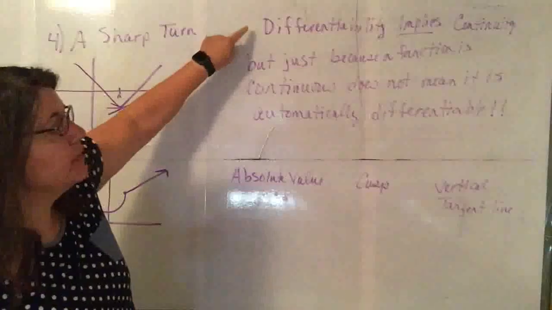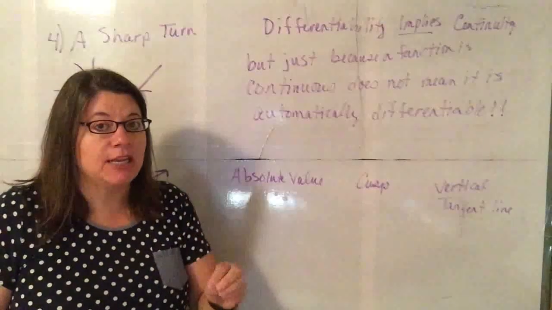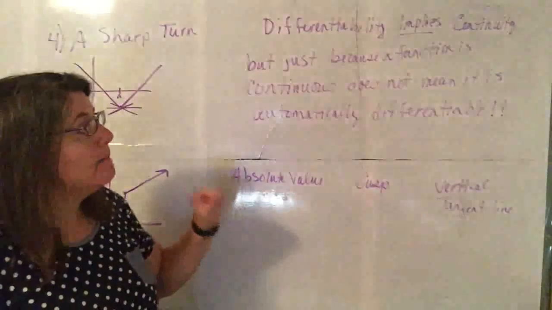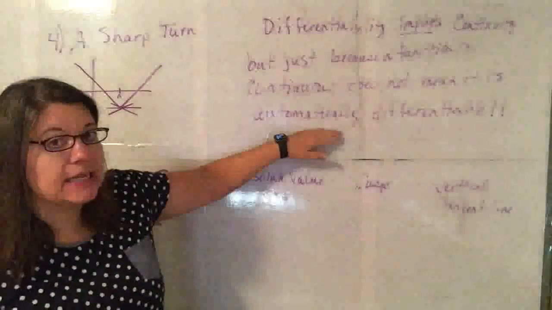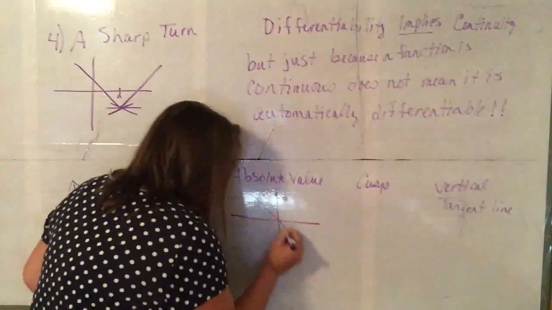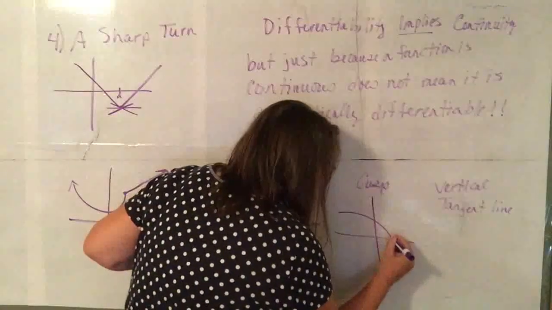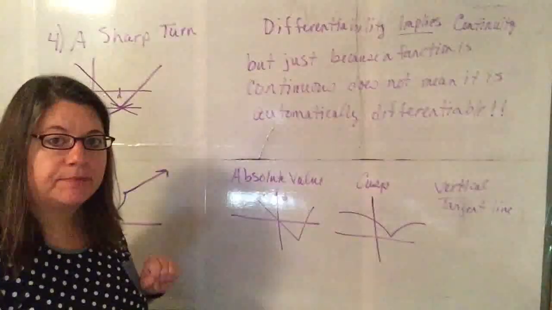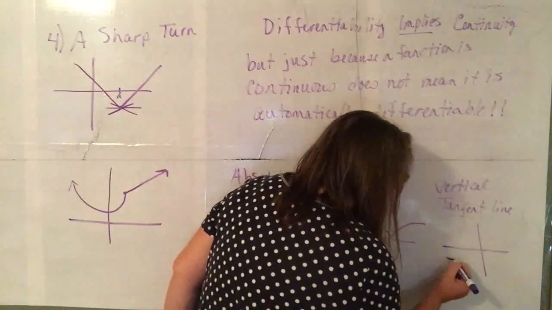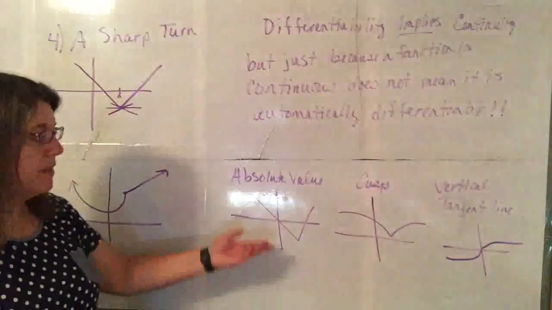So differentiability implies that the function is continuous. In other words, it has to be continuous in order to be differentiable. But just because it's continuous does not mean that it is automatically differentiable. In an absolute value function, it'll look like that. A cusp, if you have a graph that looks like that. A vertical tangent line, and I drew that one earlier. If you have something that looks like that. And then a piecewise as well.